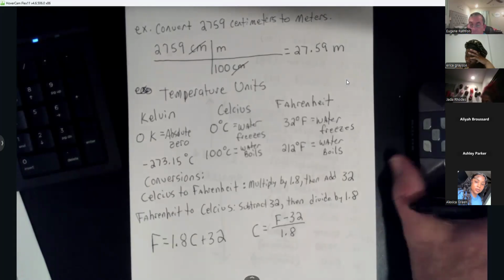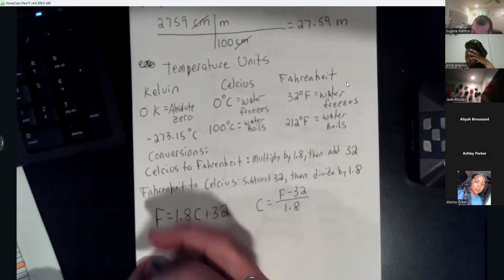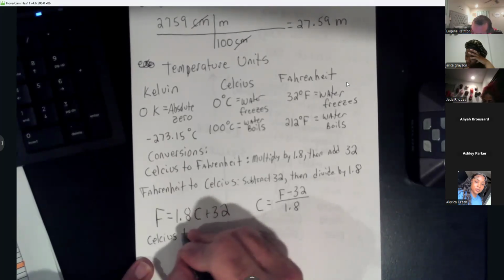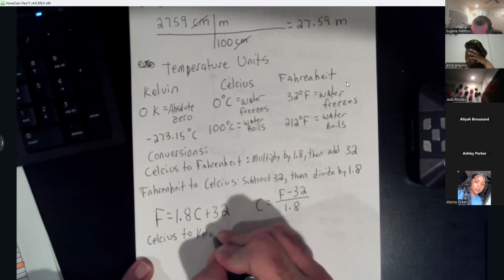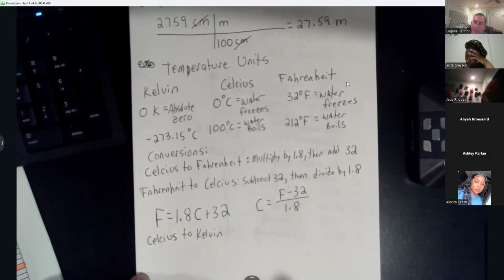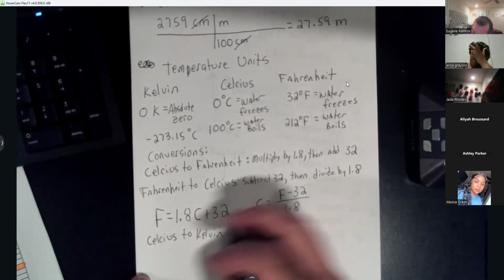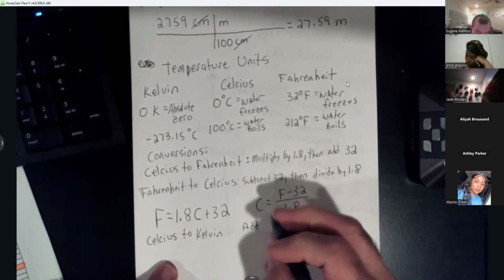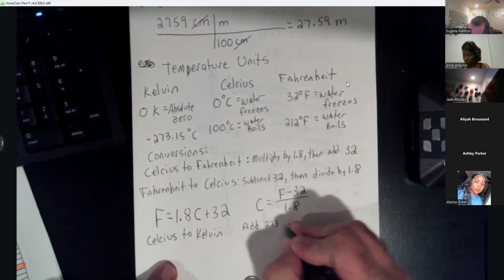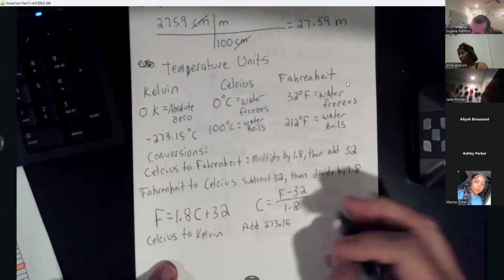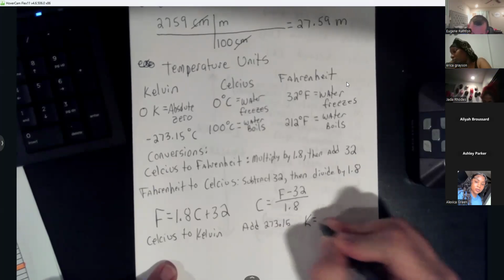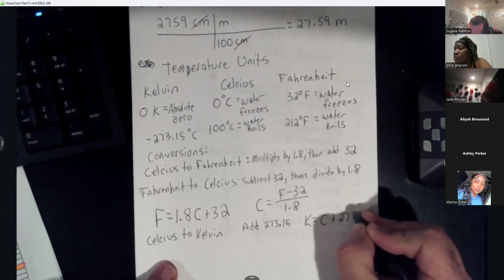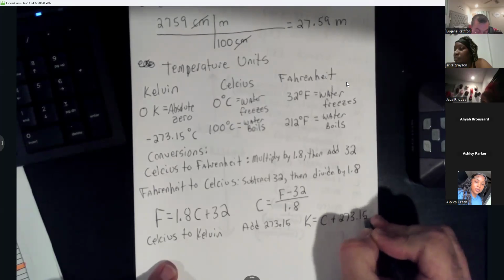All right, then y'all, let me put the last two little conversions here. Celsius to Kelvin. Now, you don't use this Kelvin scale a lot, but to go from Celsius to Kelvin, you add 273.15. So K equals C degrees plus 273.15.